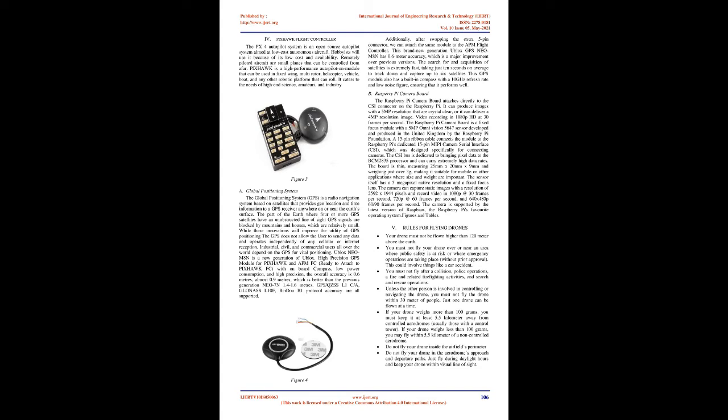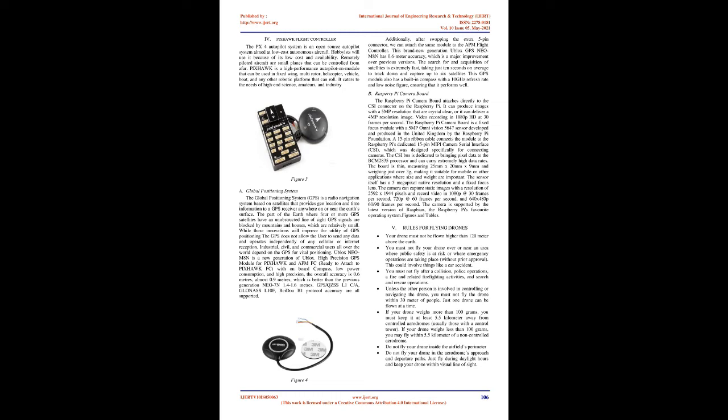The search for and acquisition of satellites is extremely fast, taking just 10 seconds on average to track down and capture up to 6 satellites. This GPS module also has a built-in compass with a 10 GHz refresh rate and low noise figure, ensuring that it performs well. Raspberry Pi camera board.